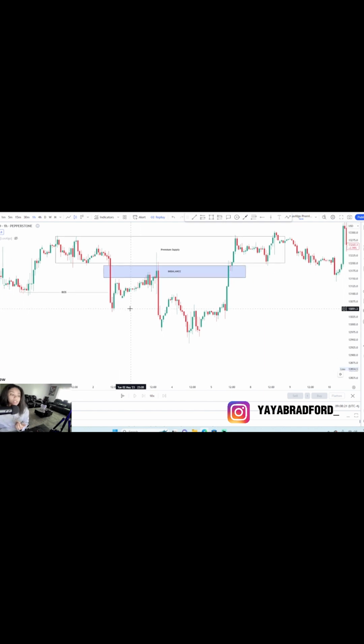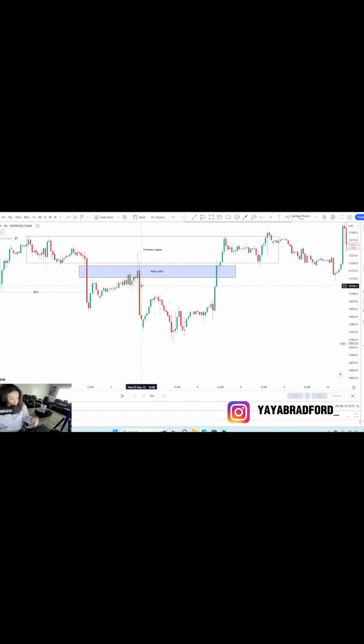So now we got the break of structure, we got the consolidation, we got the momentum candle, and we got price coming back into this imbalance. And then not only did it come back into the imbalance, it came back into our supply zone. And then what happened from there? You just wait for a candle. You just wait for price to break structure.